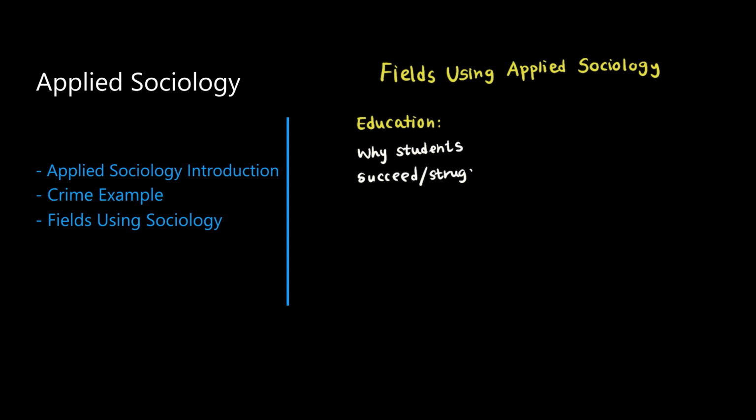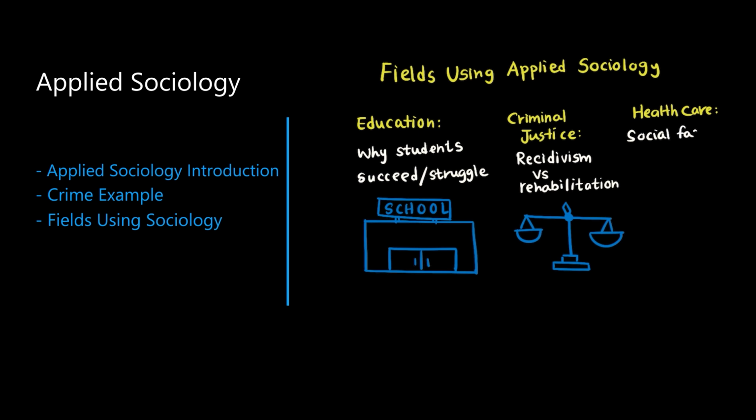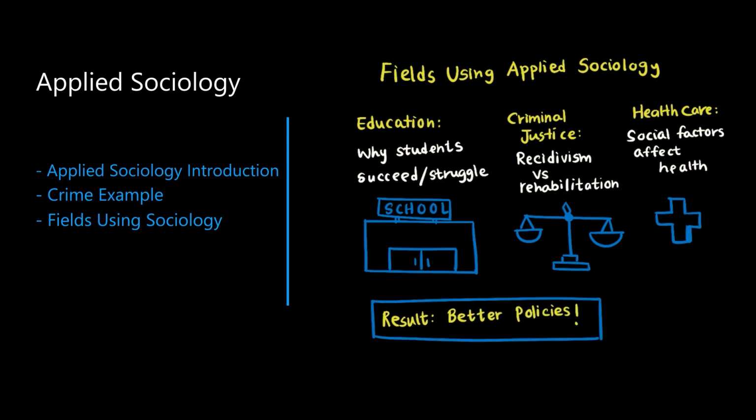Many fields regularly benefit from applied sociology. In education, sociologists study why some students succeed while others struggle, looking at factors like school funding, teacher quality, peer influences, and family background. In criminal justice, they examine how the justice system itself might contribute to recidivism rather than rehabilitation. In healthcare, they study how social factors like poverty, discrimination, and social support affect health outcomes. In each case, sociological insight leads to better policies and practices.